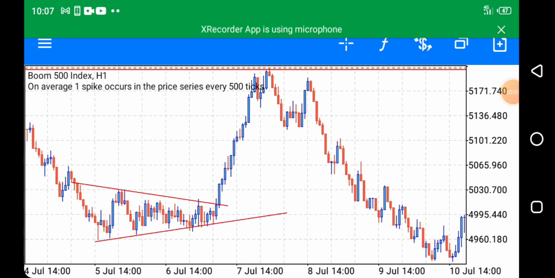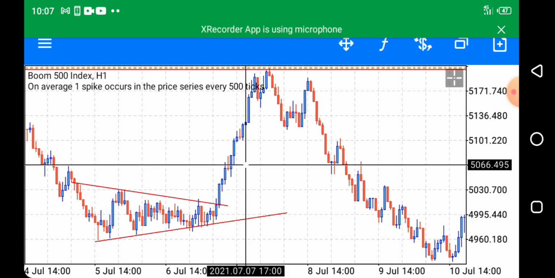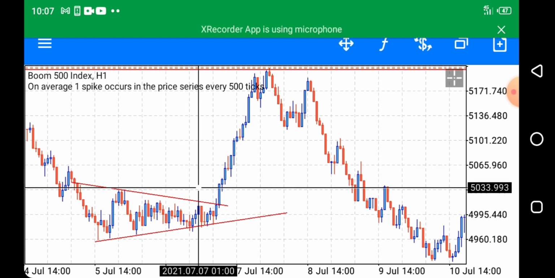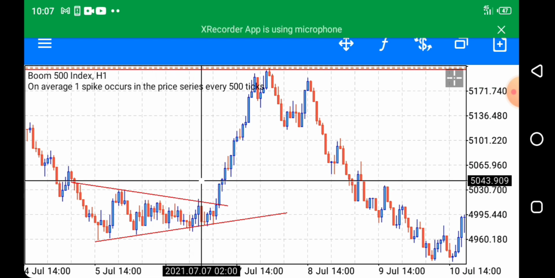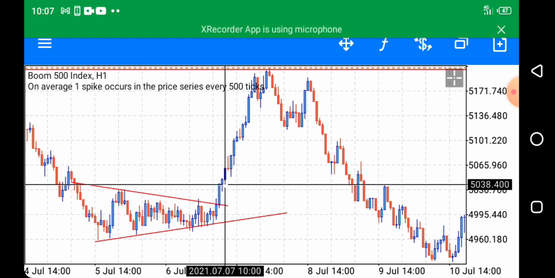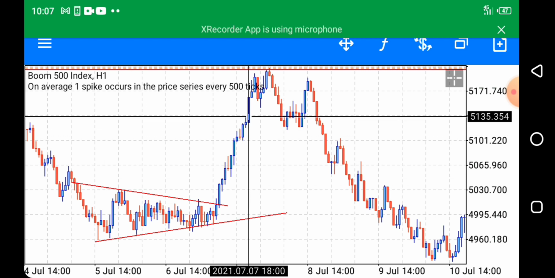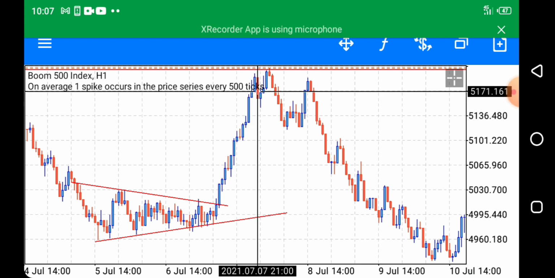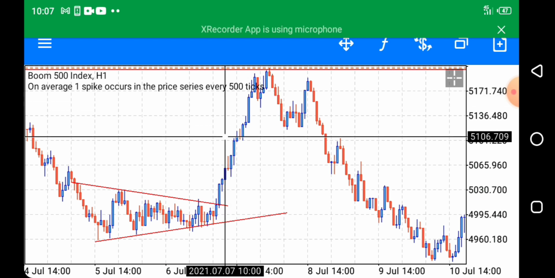This is another example. As you can see, price respected this zone, forming this pattern called the symmetrical triangle. I've explained all of these things in videos on this channel. You can see when it broke, price moved up, and that was a great deal. And if you entered, you would have made profit.